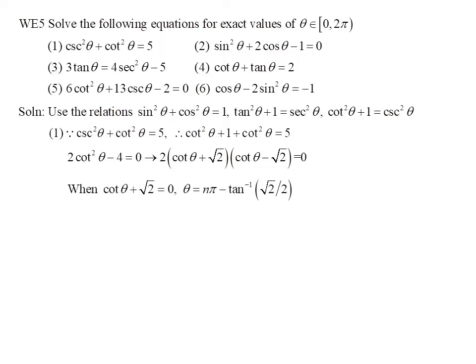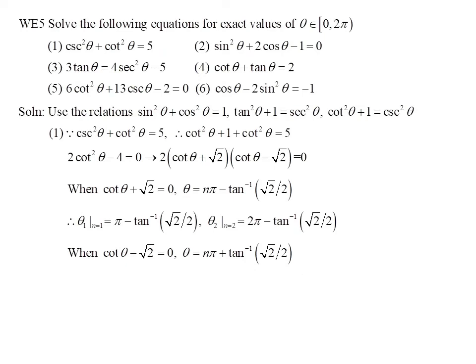So when cotangent theta plus square root 2 equals 0, we have the general solution form for the tangent function. Theta equals n pi minus arctangent square root 2 over 2. And based on that, theta equals pi minus arctangent square root 2 over 2 when n equals 1. Theta equals 2 pi minus arctangent square root 2 over 2 when n equals 2.